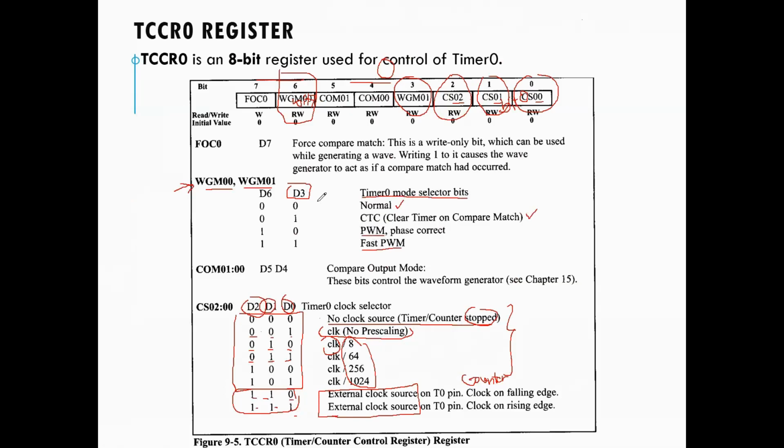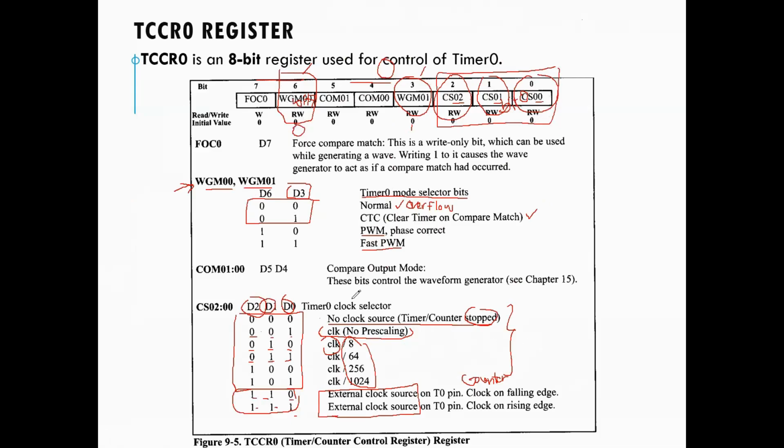However, for this course, we only focus on two methods from the previous slide, either normal or CTC. Normal is the overflow method. If we are using the overflow method, we read the value at bit 3 and bit 6, and the value must be 0, 0. If we want to use the CTC method, we put D3 as 1 and D6 as 0. So once we see bit 3 and bit 6, we know what kind of method the program chose. And the 3 bits on the right indicate whether it is used as a timer, as a time delay, or as a counter.